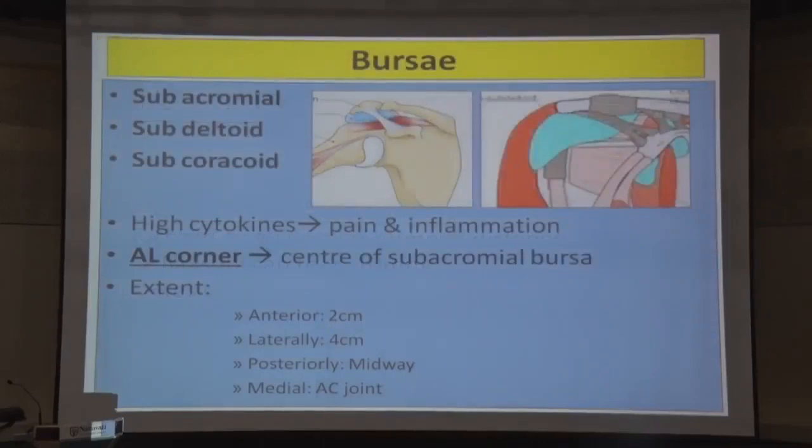Coming to bursae, three bursae we know: subacromial, subdeltoid, and the subcoracoid bursae. The subacromial is between the acromion and the rotator cuff tendons. The subdeltoid is between the fibers of the deltoid and the humerus shaft, and the subcoracoid is between the subscapularis and the conjoint tendon.